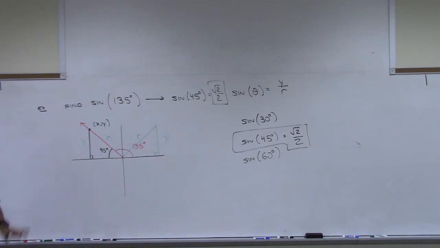I'm going to leave that on the board. And now I'm going to ask you a different question. I'm going to ask you what cosine of 135 degrees is.